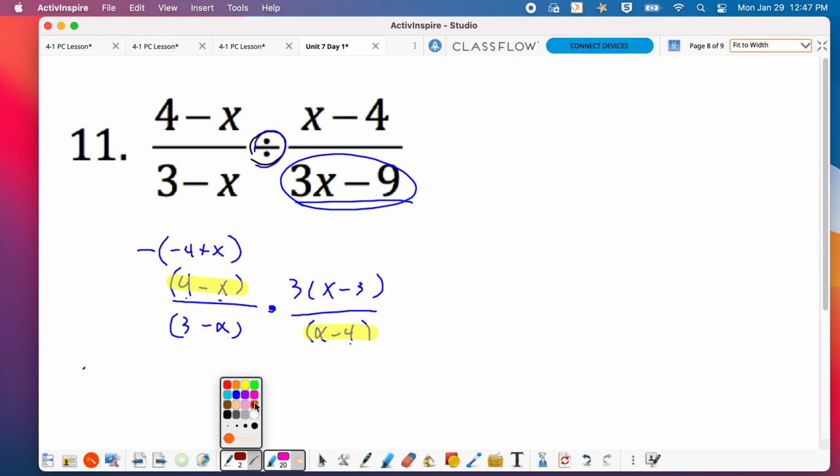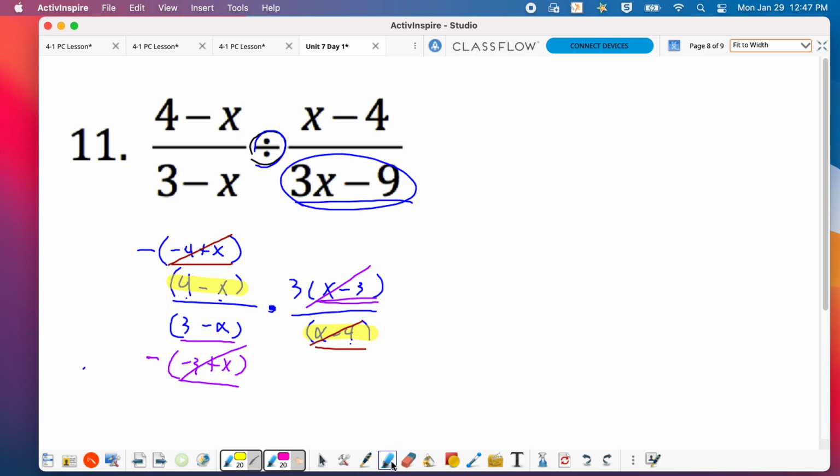Now those two are the same, and they cancel each other out. That's a good thing. Again, these two are the same idea. They're the opposite, so I'm going to take out a negative. Now those two are the same, which cancels out. So now all I have left is a negative sign and a 3. A negative over a negative is a positive.